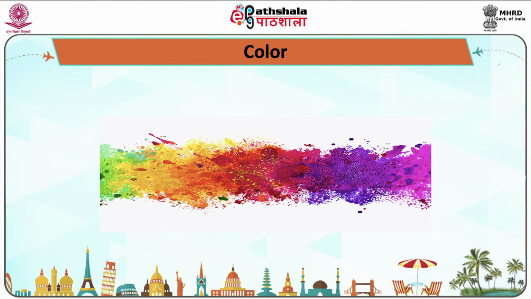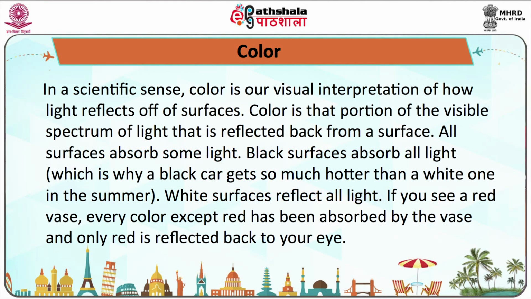We begin with color. It is a scientific approach in which we say that color is our visual interpretation of how light reflects off of surfaces. Color is that portion of the visible spectrum of light that is reflected back from a surface. All surfaces absorb some light, black surfaces absorb all the light, that is why they are black to us. And for that reason, black color tends to have more heat in comparison to others.